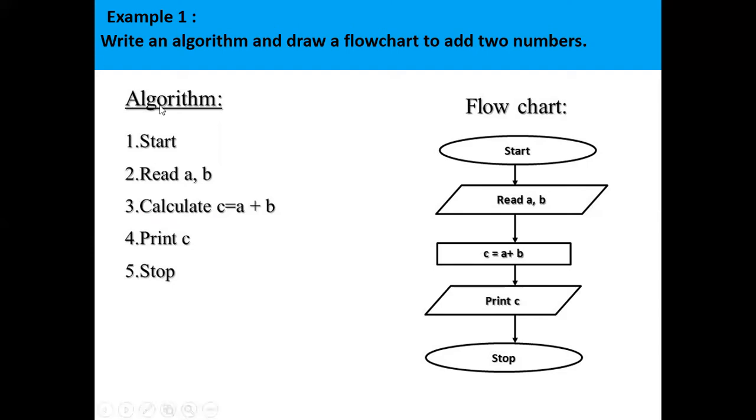So here, the first step, we start the program, and we will read two values for the variables a and b, and we are going to add these two numbers and store the result in the variable c. That is the implementation part. We calculate the result. Then the result stored in variable c will be displayed to the user. Then finally we'll stop the program.